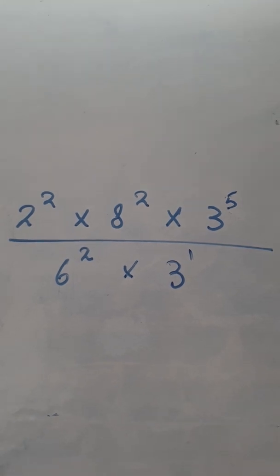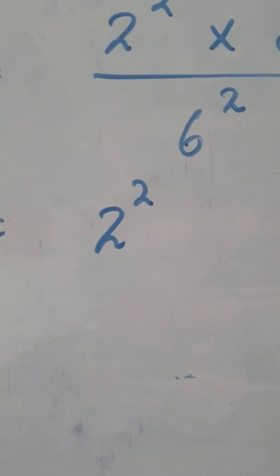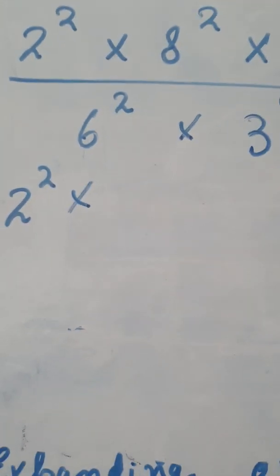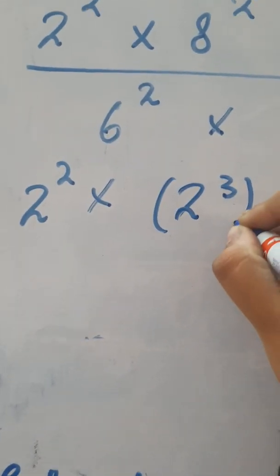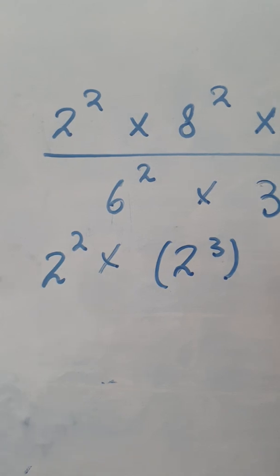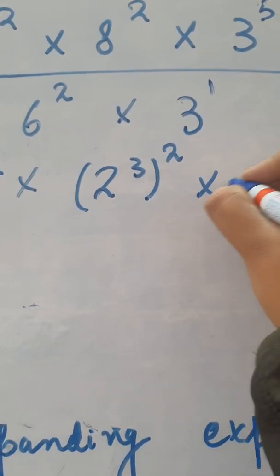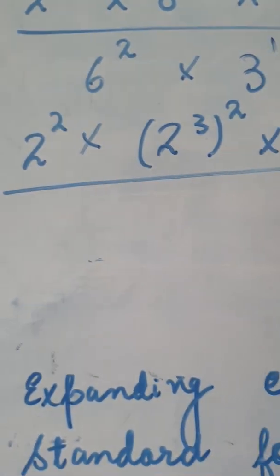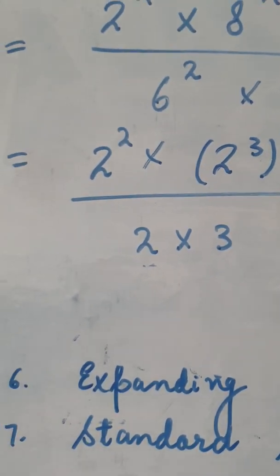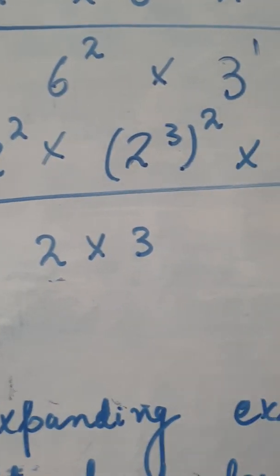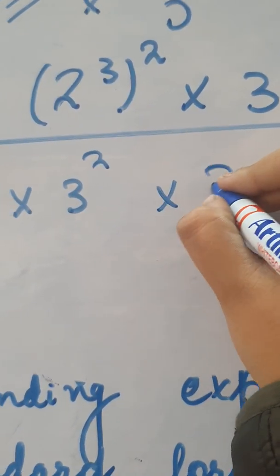Let's get started. 2 is a prime number, so it is copied down the way it was. So 2 raised to power 2 into. Now 8 is 2 raised to power 3, so 2 raised to power 3, that is 8. And now we have to take the power of 8 as well, that is 2 in the question. Into 3, which already is a prime number. 6 can be written as 2 into 3, but don't forget to see the exponent for 6 over here. It is 2. So it is 2 to the power 2 into 3 to the power 2 multiplied by 3 to the power 1.